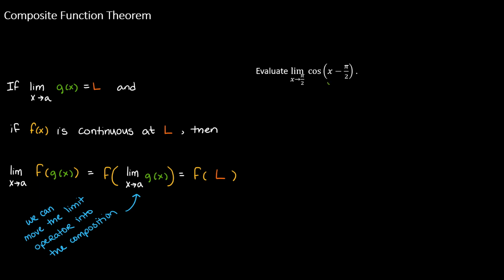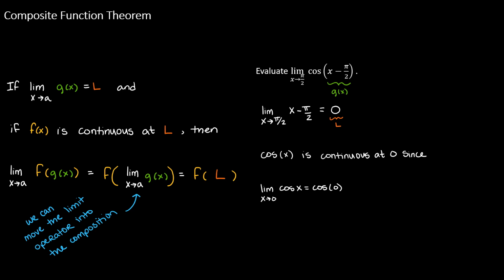Let's take a look at an example. If we want to look at the limit where x is approaching pi over 2 for the function cosine of x minus pi over 2, we can consider the x minus pi over 2 the inner function, like the g of x. And we can evaluate the limit of that inner function as x is approaching pi over 2, and we see that that would be equal to 0. That is the limiting value of the inner function.